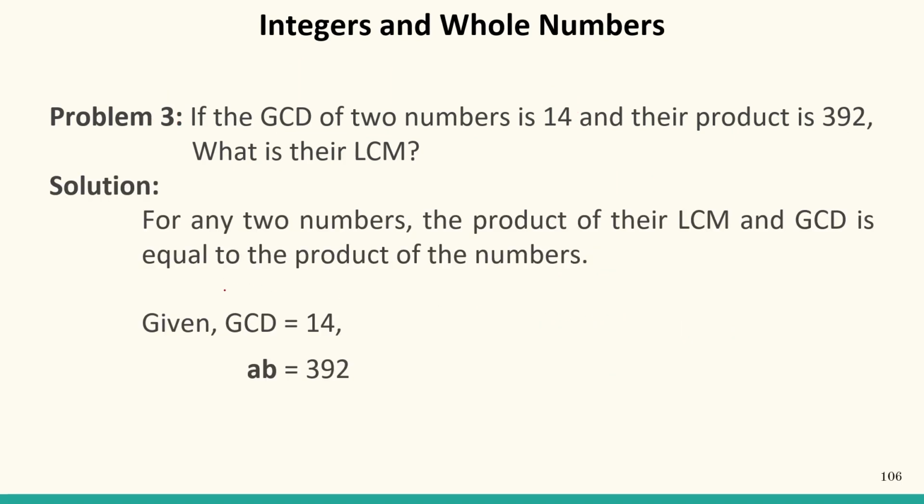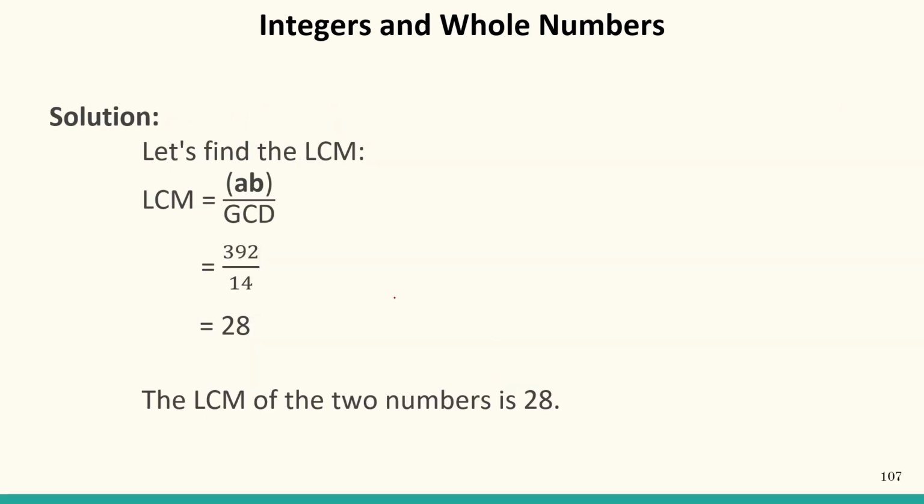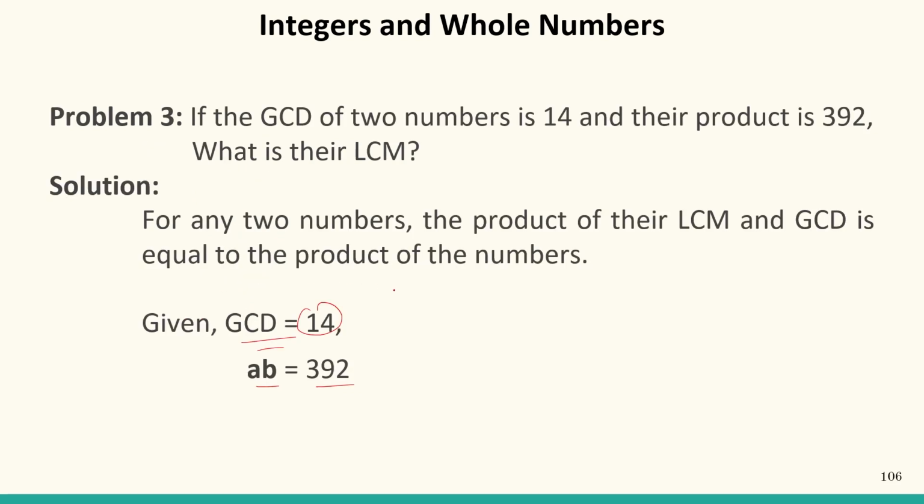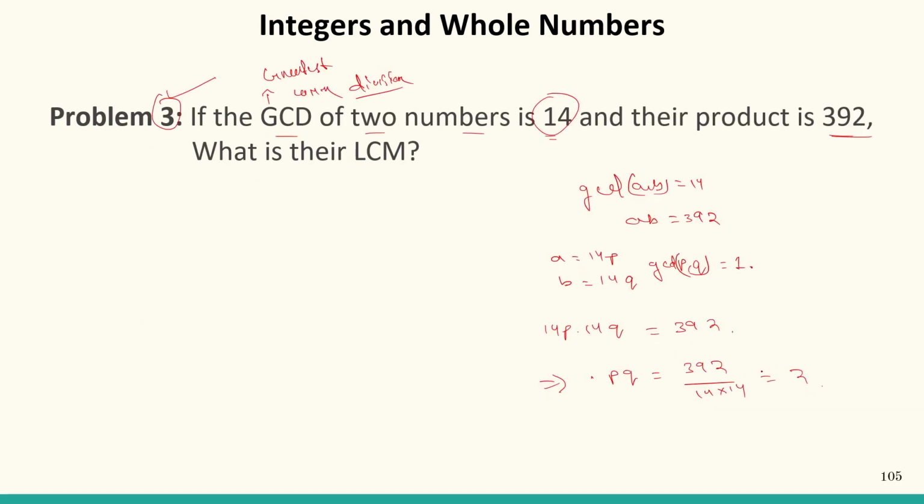So basically GCD is equal to 14, AB is equal to 392. This is given to us. So AB by GCD, this will be what? 392 by 14 is equal to 28. So LCM will be 28. Since PQ is equal to 2, what do we want to evaluate? We want to evaluate the LCM. Here we have evaluated PQ. So PQ is equal to 2.